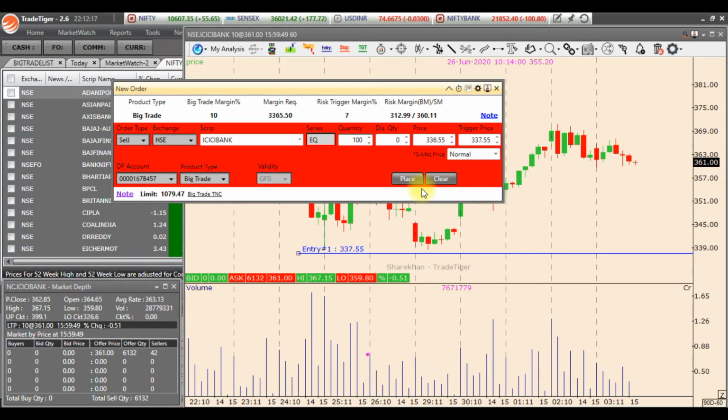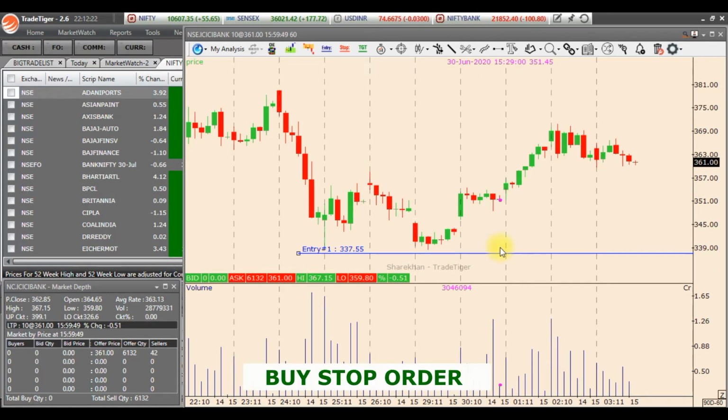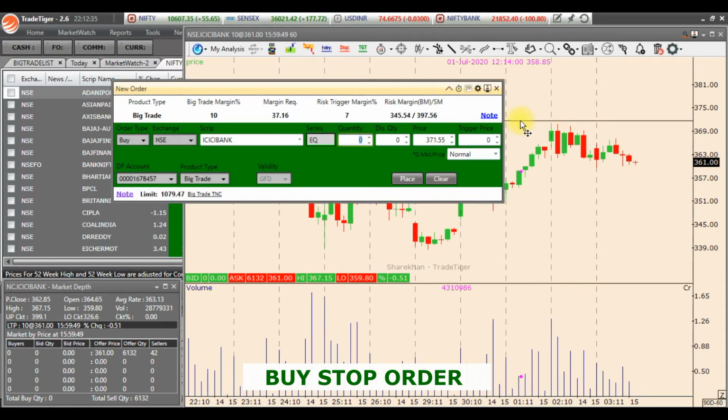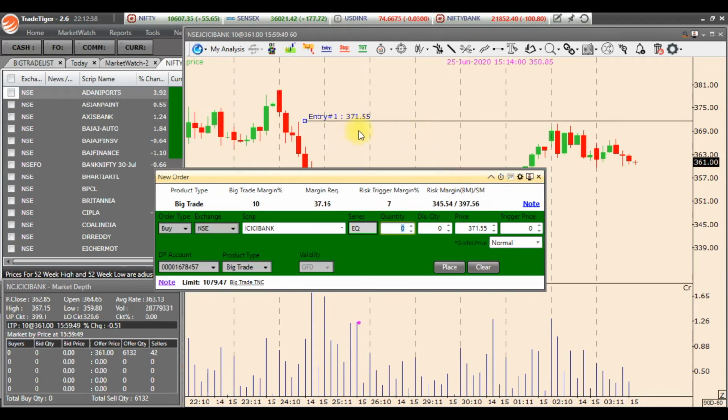Okay, we'll go to the next order type, that is the stop loss buy order. Say, for example, you sold shares at 361 and you want to protect that position. You want to keep a stop loss over here. So again, same, double click. Your stop loss is your trigger price. You want to put a stop loss of 371.55. The moment price reaches this level, your order should get executed.